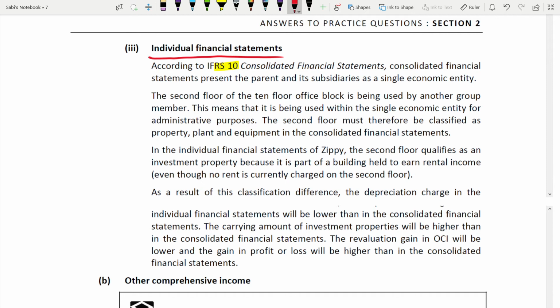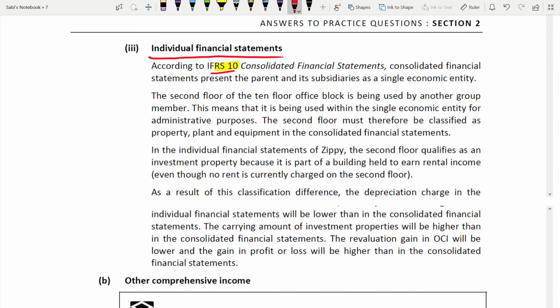They always keep the subheading short and to the point. Okay, so now according to IFRS 10. Why IFRS 10? Because IFRS 10 deals with consolidated financial statements. Consolidated financial statements present the parent and its subsidiary as a single economic entity. We know that they are considered as one entity, parent and subsidiary.